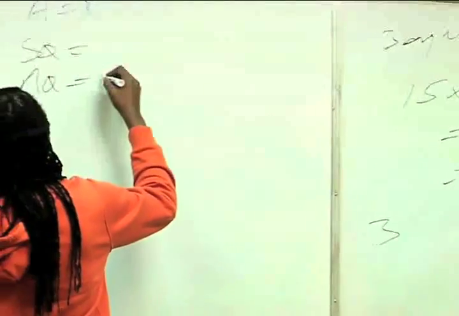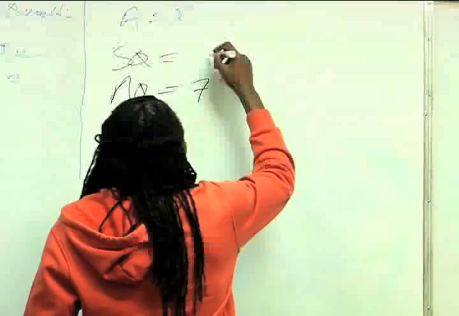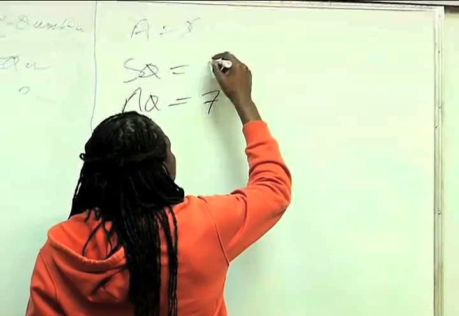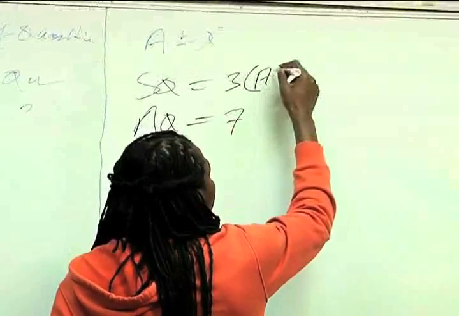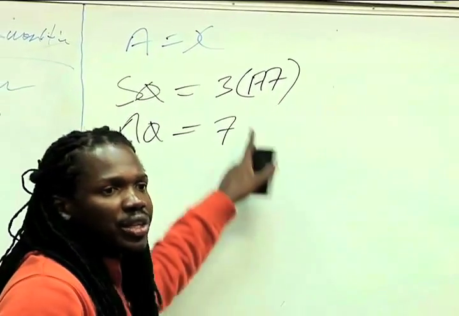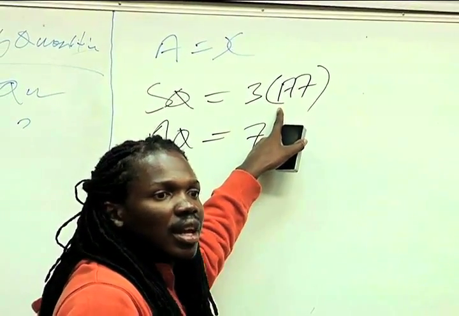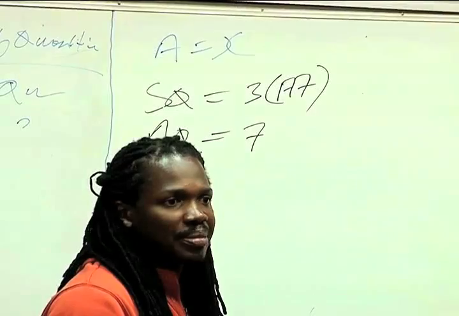What is the sum of quantities? The sum of quantities is 3 bracket 177 ... 603. Why do I do this? Because you add it to itself 3 times.